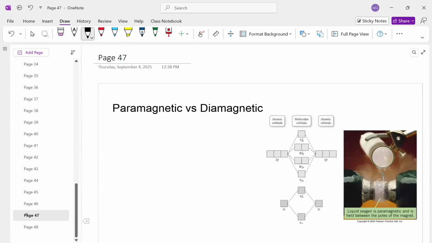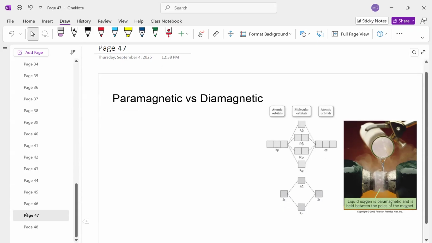Now, in conjunction with this, we're going to use molecular orbital theory to describe some properties of diatomic elements. And one of these properties we're going to be looking at is paramagnetic versus diamagnetic. Now, what does that mean? If something's paramagnetic, the result of that is it's attracted by magnetic fields.